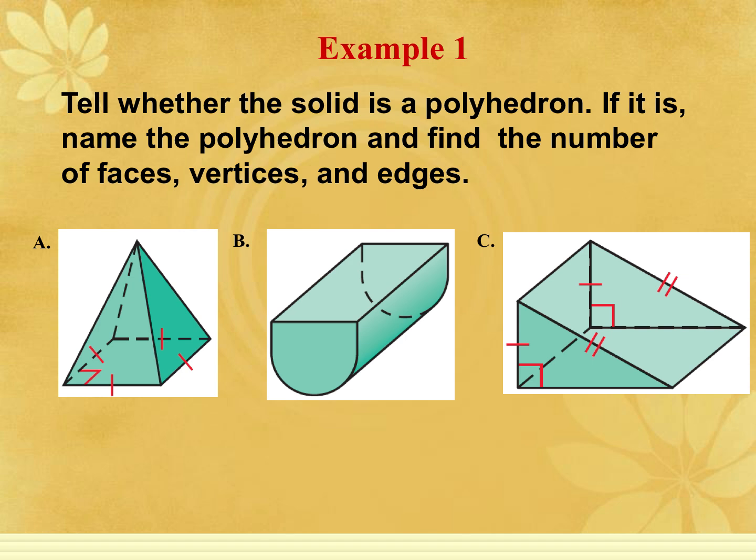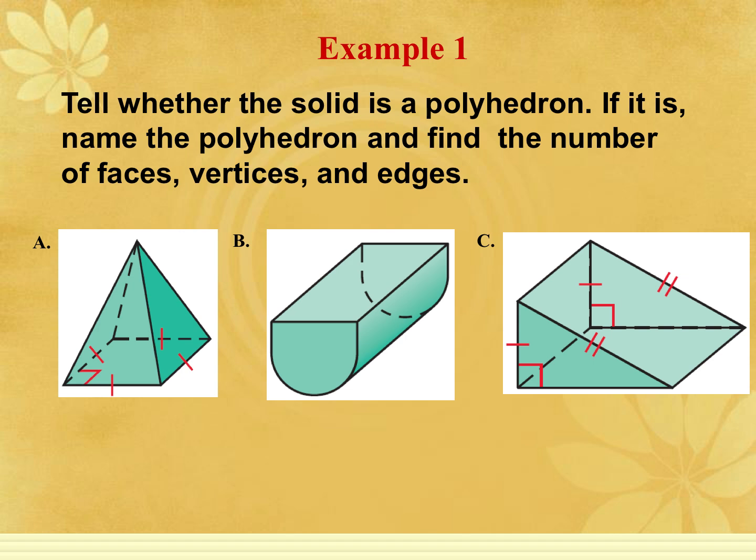It says, tell whether the solid is a polyhedron. So I need a yes or a no. If it's no, leave it alone. Move on to the next question. If it is a yes, I need 4 things from you. Name the polyhedron. Find the number of faces, vertices, and edges. So go ahead. I'm going to give you a few minutes, and then we're going to check them.